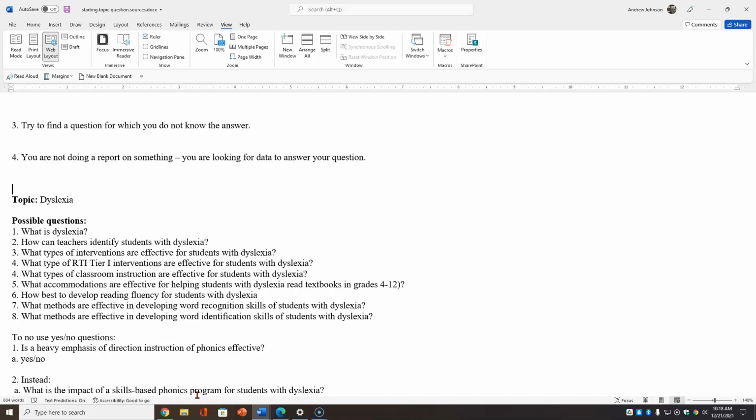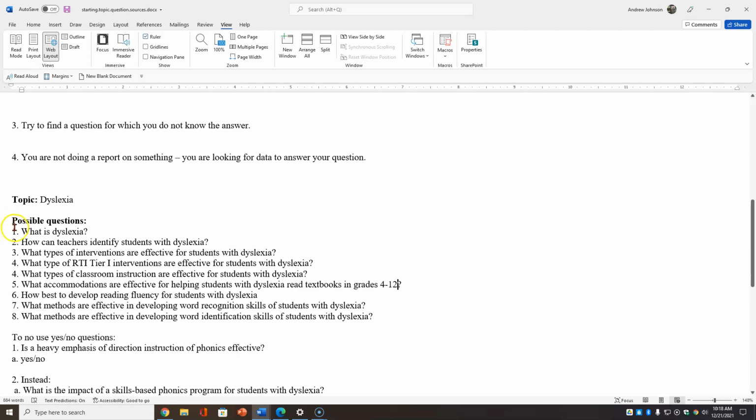So some possible questions. Well, what is dyslexia? How can teachers identify students with dyslexia? What types of interventions are effective for students with dyslexia? What type of RTI Tier 1 interventions are effective for students with dyslexia? What types of classroom instruction are effective for students with dyslexia? What accommodations are effective for students with dyslexia to read textbooks in grades 4 through 12? How is it best to develop fluency for students with dyslexia? What methods are effective in developing word recognition skills? What methods are effective in developing word identification skills?